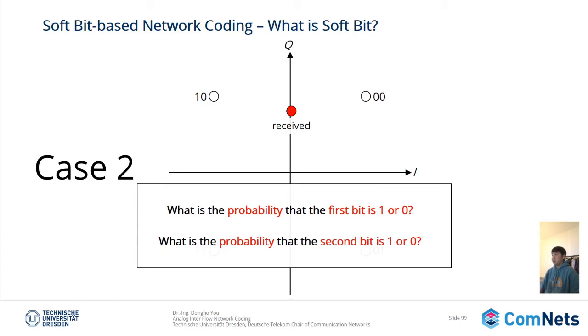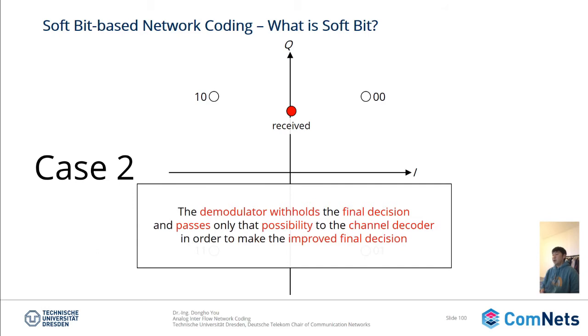However, the soft bit considers the probability. For instance, what is the probability that the first bit is 0 or 1? And what is the probability that the second bit is 1 or 0? In the case of these received symbols, maybe the probability that the second bit is 0 is very high because both symbols include the binary 0 for the second bit, right? But how about the first bit? Actually, this is the main problem. So, the demodulator withholds the final decision and just passes only the probability to the channel decoder, so that the channel decoder makes the improved final decision.